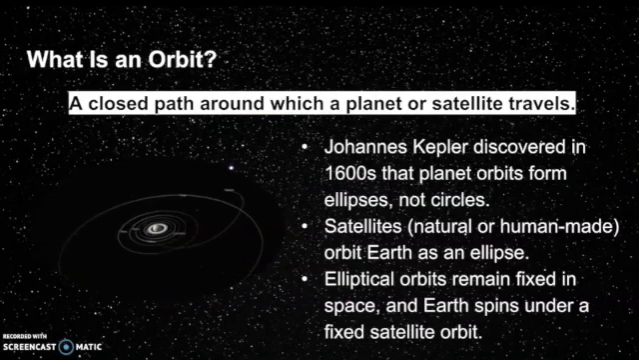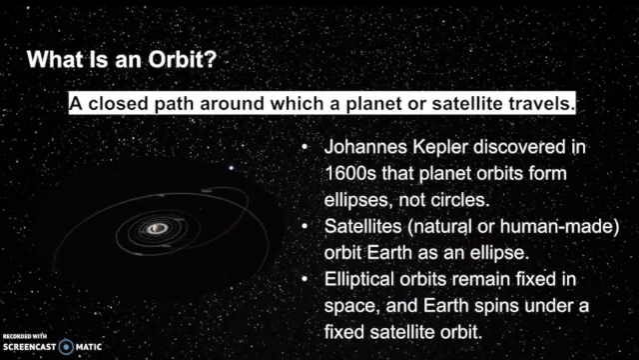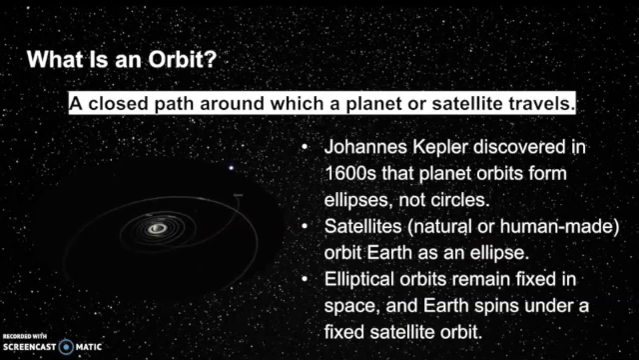So first, let's take a look at what is an orbit. An orbit is a closed path around which a planet or satellite travels. Remember, satellites can be human-made or they can be naturally occurring. Johannes Kepler discovered in the 1600s that planets orbit in an elliptical pattern and not a circular pattern. And satellites, either natural or human-made, do orbit Earth as an ellipse.